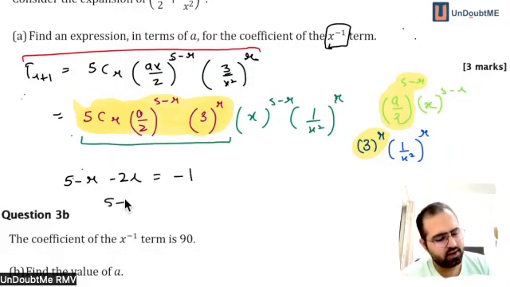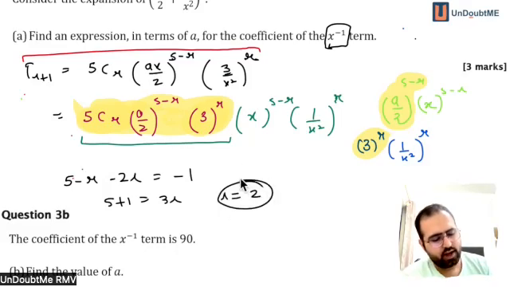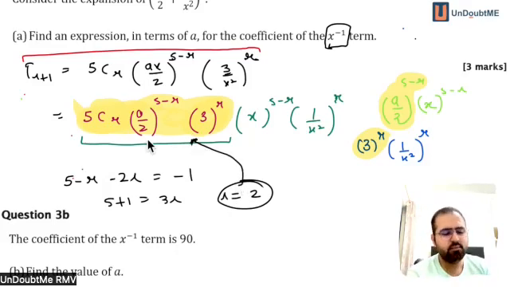So it will be 5 plus 1 is equal to 3r. R is 6 over 3, that is 2. I can put back the value of r in this and I will get my required coefficient. There will be marks for each and every step, so make sure that all the steps are written properly.